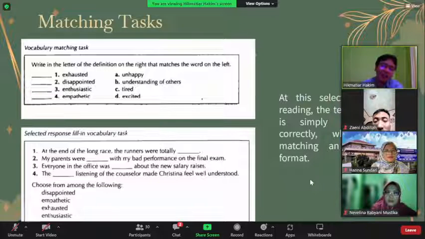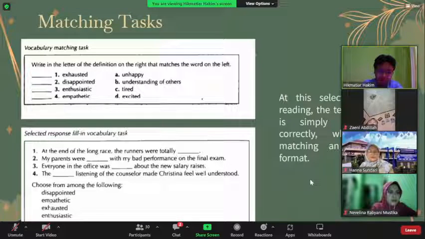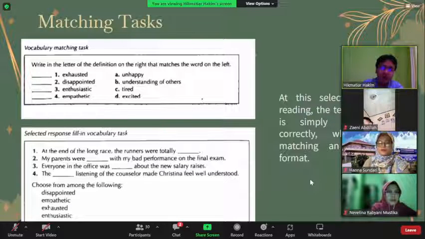Quite a lot, yes. Write in the letter. This is a matching task. Is it commonly used with us? So we have the questions: exhausted, disappointed, enthusiastic, emphatic. And then you have to match them with the words that are similar or the meaning of the word. Exhausted means tired, disappointed, unhappy, enthusiastic, excited. So the students have to read all of the words and then match which ones have similar meanings. Okay. Now the one below is also the same thing actually, but in the form of sentences.